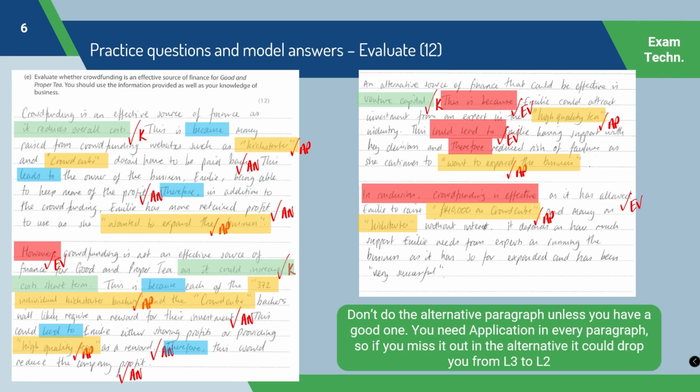It depends, success depends on how much support Emily needs from experts in the running of the business, as it has so far expanded and has been very successful. So in a 9, you would look at success depends on and look at your disadvantage. But the student has done an alternative, so it's viable to look at the alternative instead of the disadvantage.